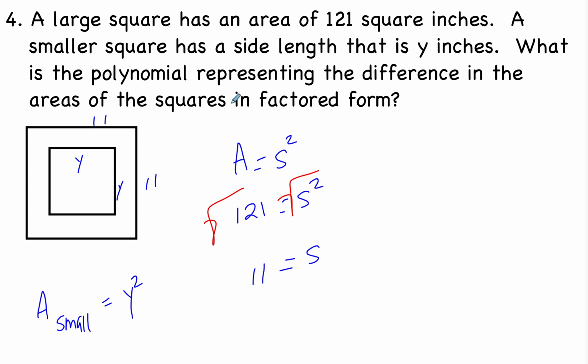Okay? What is the polynomial representing the difference in the area of the squares in factored form? Well, if the first one is 121, we'd have 121 minus y squared, right? Well, they're asking us to factor that. What would that look like? Well, we'd have 11 minus y and 11 plus y. And that would be in factored form.